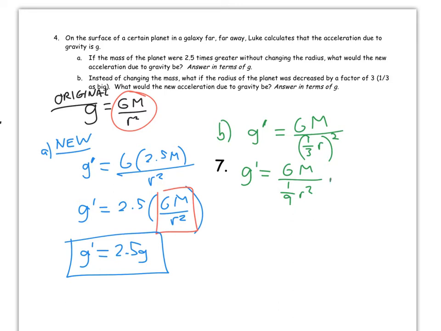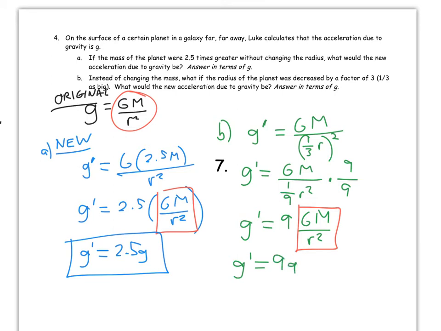I'm going to make this not a double fraction by multiplying top and bottom by 9. And so what I end up getting is G prime is equal to 9 Gm over R squared. Once again, we see that this right here is our original G. So that means that G prime in this case will just be 9G.